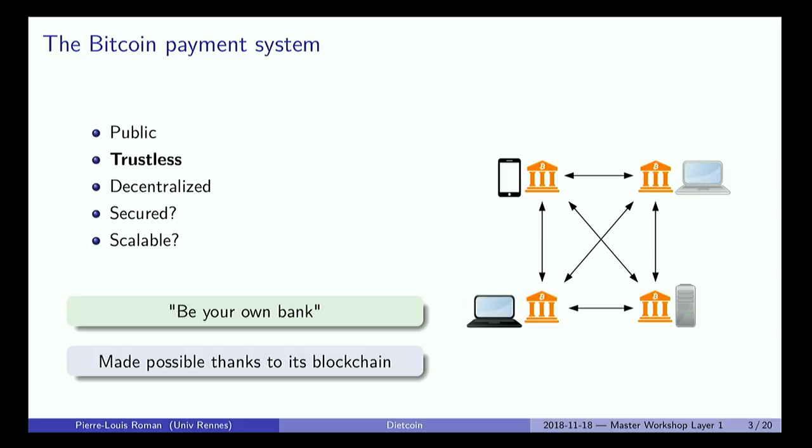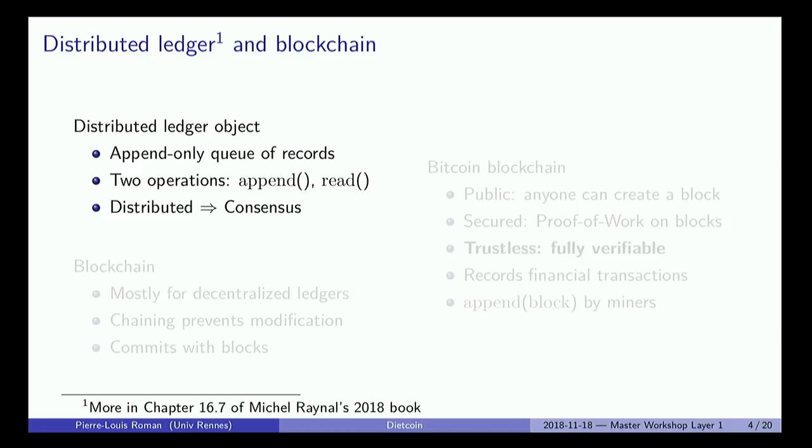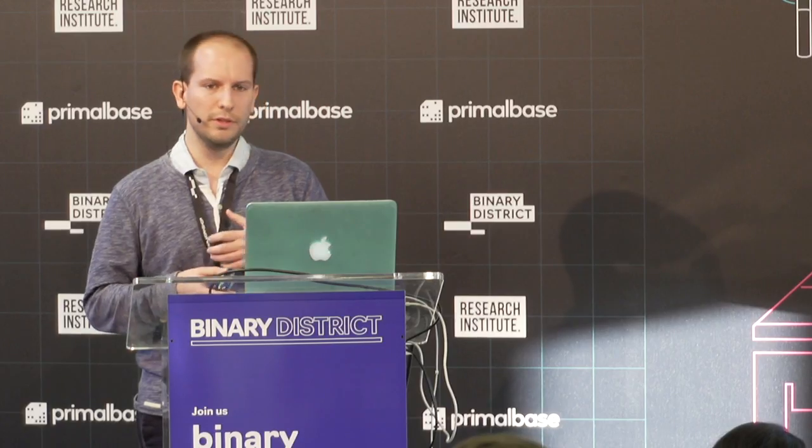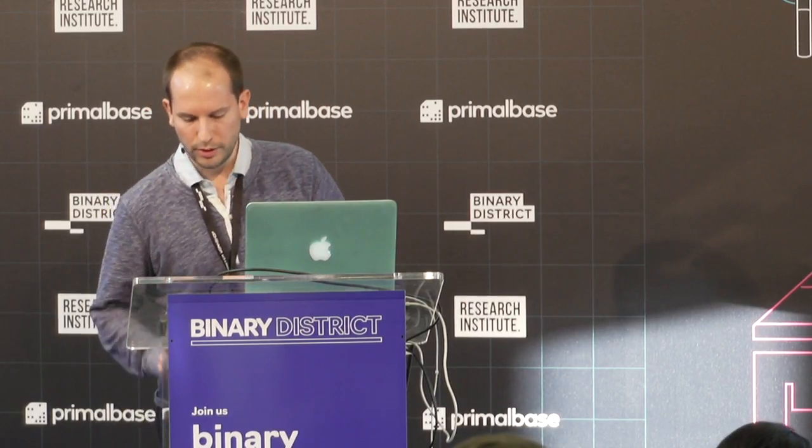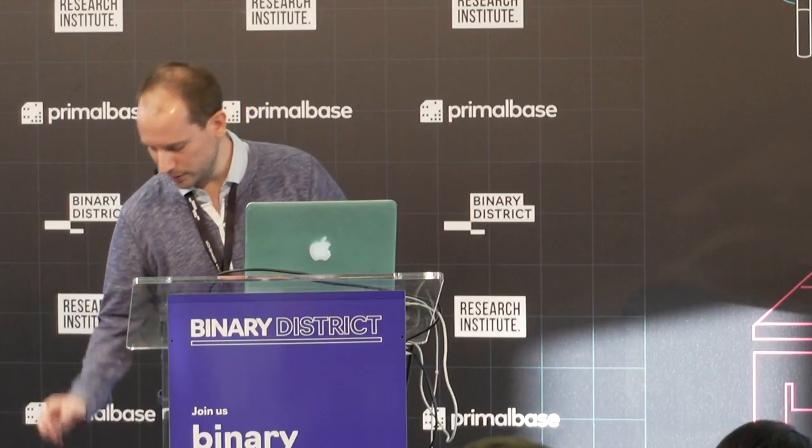So if you try to abstract blockchains, you have a ledger object, a distributed ledger object, and it's essentially just an append-only queue of records. You can put transactions, you can put contracts, you can put whatever you want, but it's just a queue. And because you only have two operations, append and read, you cannot add a record in the middle of the ledger, or modify records in the ledger. So that's why we have an infalsifiable ledger. Because the ledger is distributed, you need to have some form of consensus between all the participants.